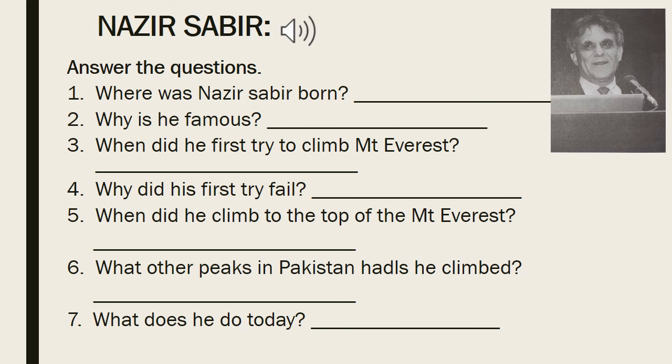When did he climb to the top of Mount Everest? He climbed to the top of Mount Everest in 2000 and on 17th May. What other peaks in Pakistan has he climbed? He climbed 4 other peaks in Pakistan, and they are K2, Gasherbrum 1, Gasherbrum 2, and Broad Peak. What does he do today? Today he runs a travel business and he tries to protect the wildlife of the Hunza area and other parts of Pakistan.